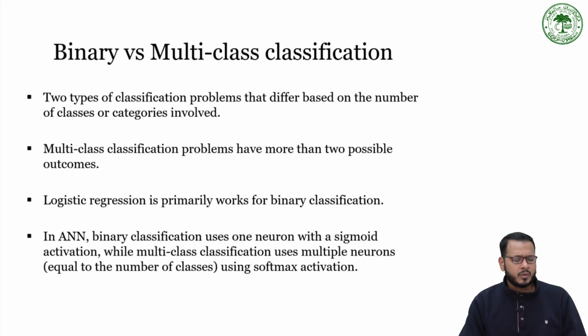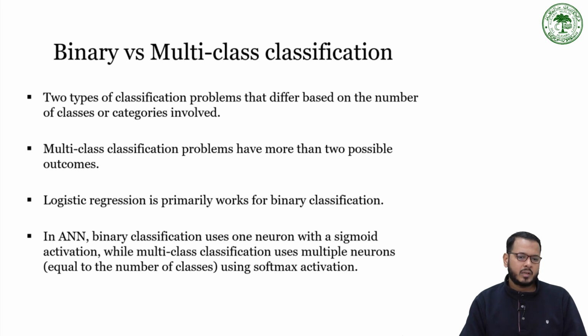There is another important concept called binary versus multi-class classification. What is the difference between these two? As the name suggests, in the case of binary classification, the dependent variable y has only two categories or classes. That's why the name binary. However, multi-class classification problems have more than two possible outcomes. It could be 3, it could be 4, or it can also be 10 or even more.